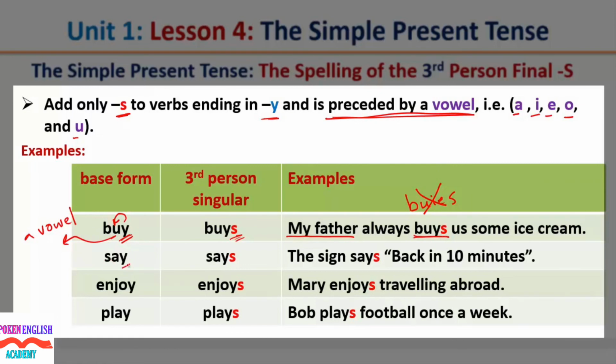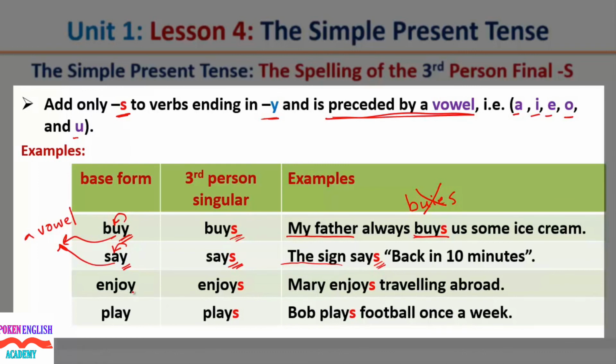Say. The verb say ends in y and is preceded by a, and a is what? A vowel. Okay, so just add s to the verb. Example, the sign says back in 10 minutes. So the sign is a singular noun, so we need to add s. Okay, we keep the y and add s.